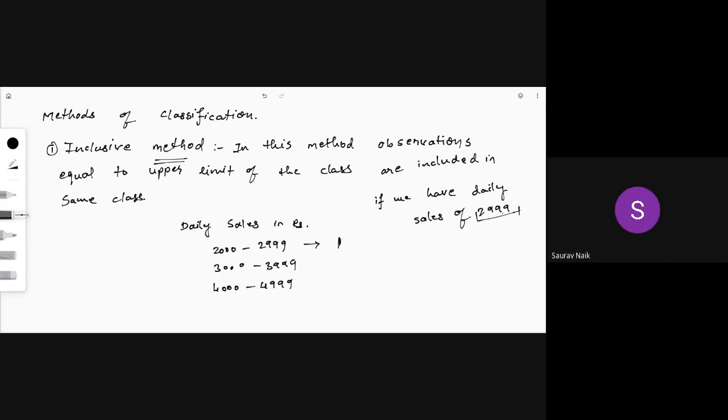So this observation is equal to the upper limit of the class, right? This observation is included in this class interval. It is considered in this class interval. So the upper limit is included. That's why this type of distribution is called inclusive.